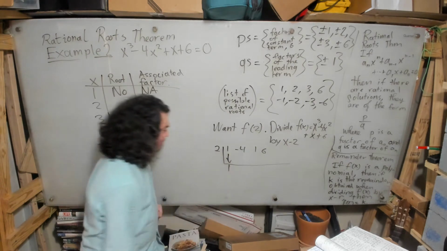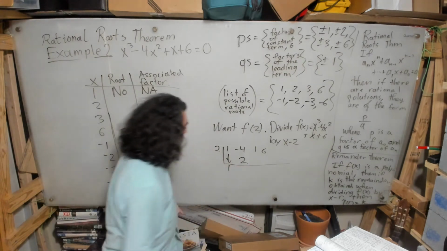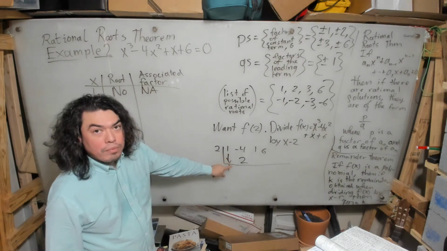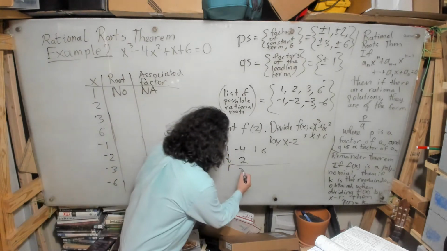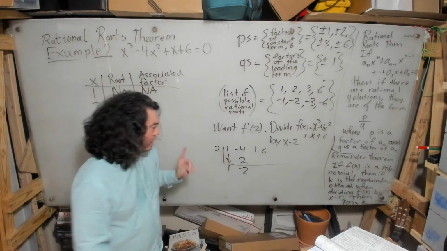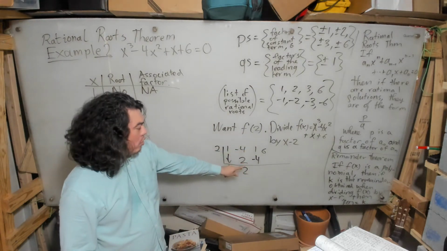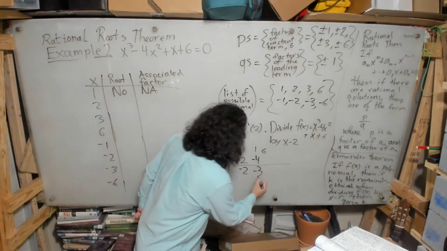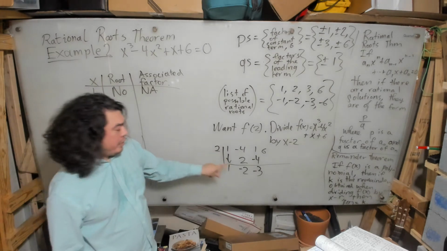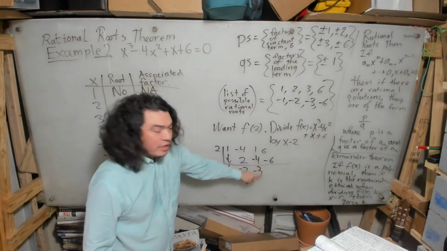This 1 comes down like this. What's 2 times 1? That's 2. What is negative 4 plus 2? That's negative 2. What is 2 times negative 2? That's negative 4. What is 1 plus negative 4? That's negative 3. What is 2 times negative 3? That's negative 6. What is 6 plus negative 6? That's 0.